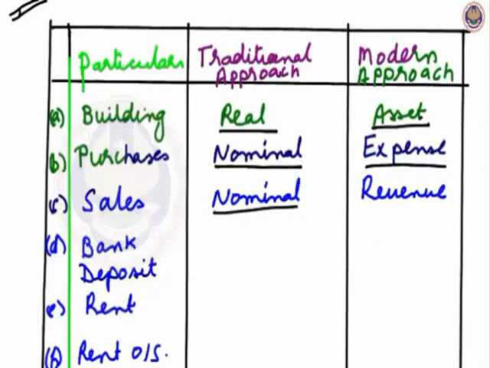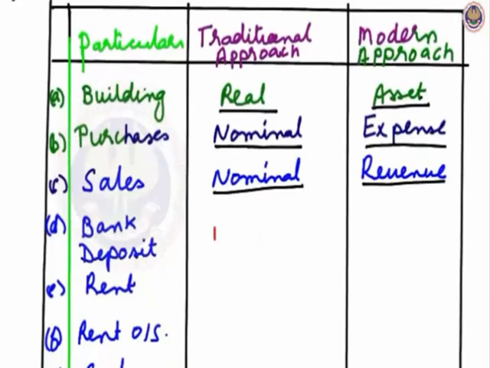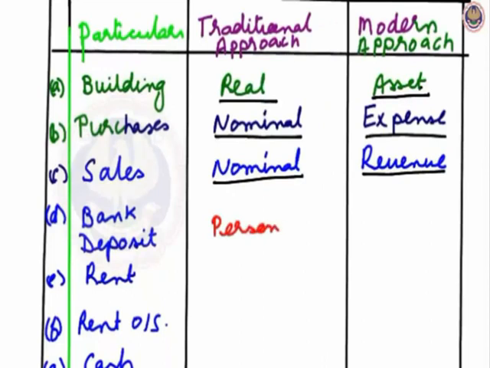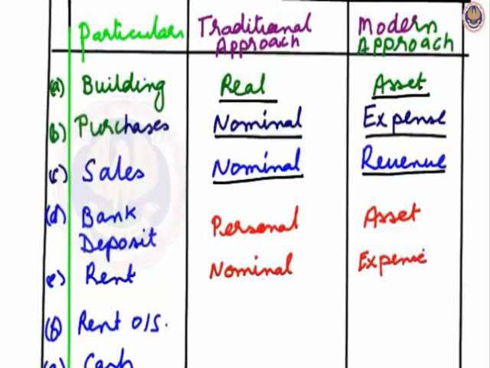Sales. As per traditional approach, it is a nominal account. But if we take as a modern approach, it is a revenue. Then bank deposit. As per traditional approach, it is a personal account because bank deposit is always in name of certain person. As per modern approach, it is an asset for the business. Rent is a nominal account. It can be expense, it can be income. As per modern approach, if it is an expense or it can be income also. So I'm taking it as expense.